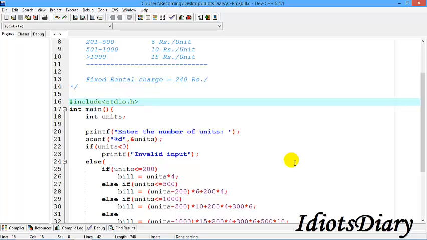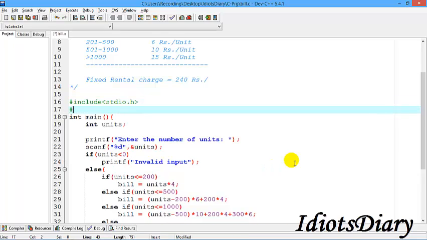We can also replace the fixed rental with a constant, so we need to first define a constant named FIXED_RENTAL. To define a constant, you need to write the statement #define FIXED_RENTAL 240. This statement is also called the preprocessor directive. We will discuss the preprocessor directive in our next videos.